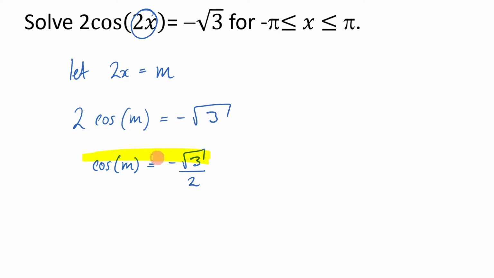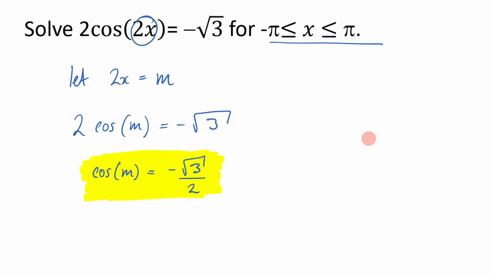So as you can see now, this is what I want. This is just business as usual now. We know how to solve trigonometric equations like this. But before we can proceed, we have to make sure that we also alter our domain. Because you see here how this is in terms of m, but my domain is still in terms of x. So to change that, what I'm going to do is I'm going to times this by 2, times this by 2, and times this by 2.